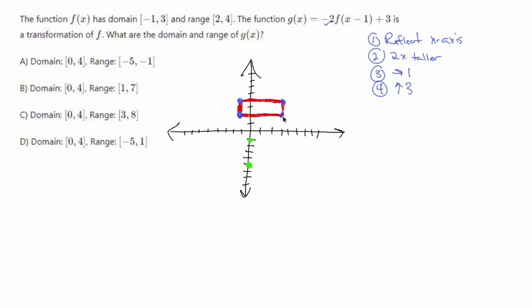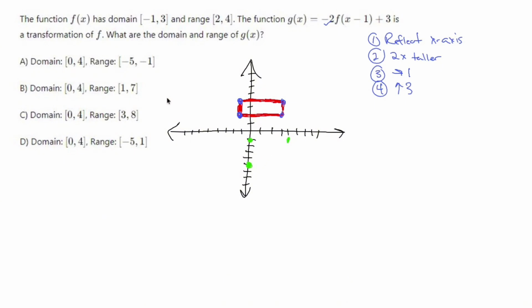Let's do it again for this point here. Reflect it over the x-axis, 1, 2, 1, 2. Okay, so now you live at 3, negative 2. Make it 2 times taller, making it live at 3, negative 4. Move it right 1, move it up 1, 2, 3, and now you live at 4, negative 1.